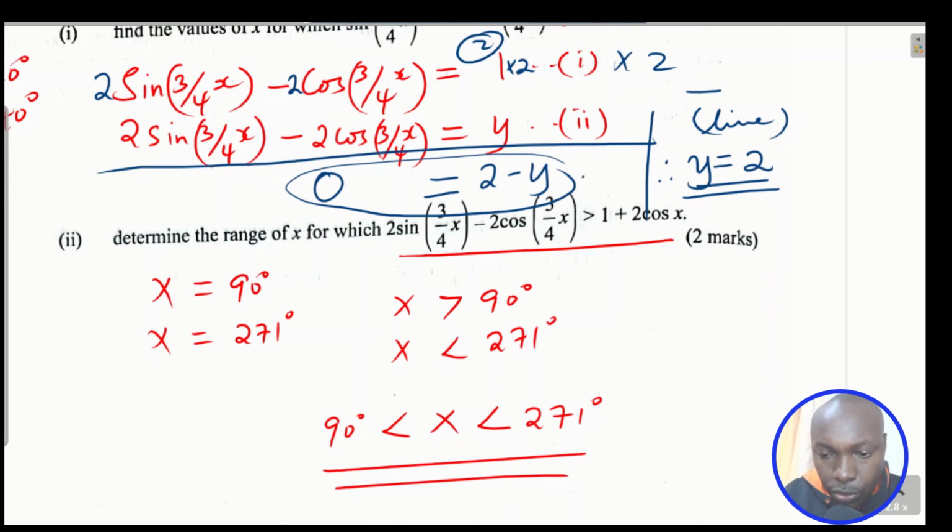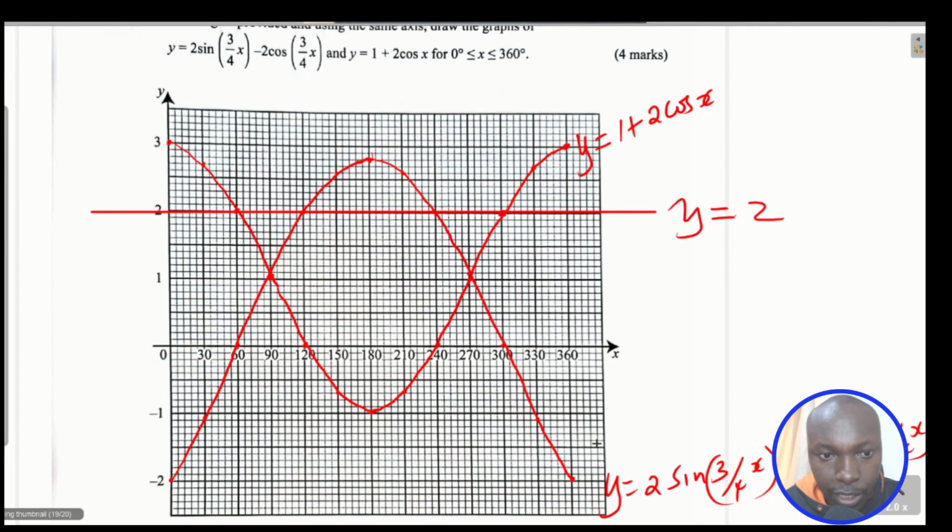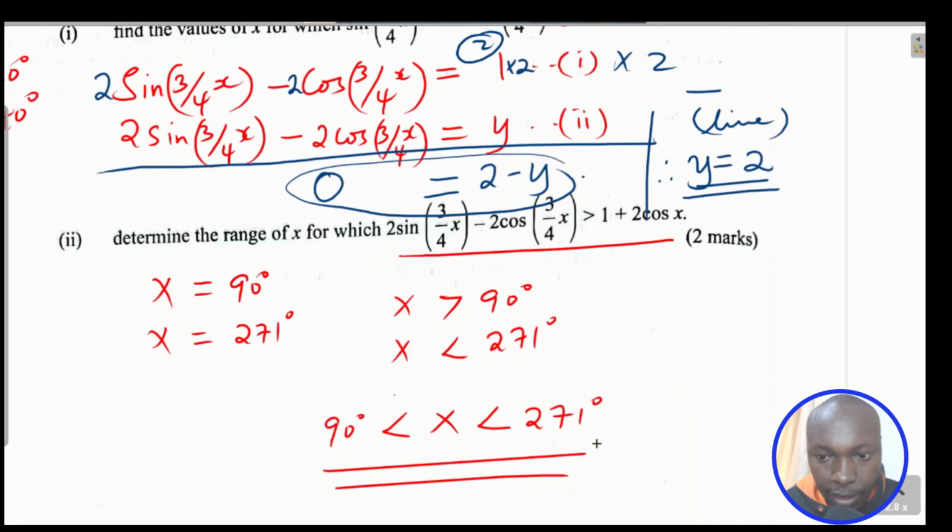This is how you're supposed to give that range. That is how you're supposed to work out that question, by making sure that you are very careful when you're plotting. Start by filling the table of values, then drawing the curve, and then answering the other questions.